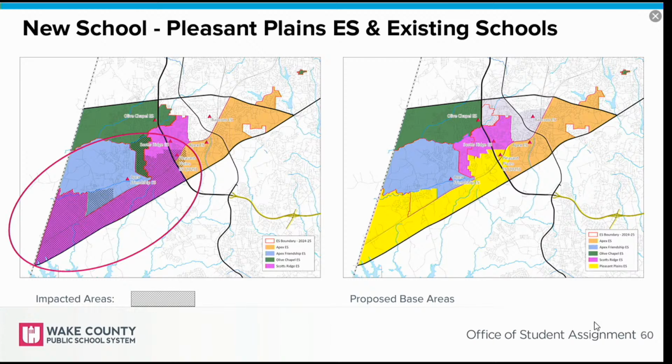We did, of course, look at proximity and student achievement. In this case, specifically on that area that's dark pink, we're really looking at a mixture of new neighborhoods as well as existing neighborhoods, so it's not all existing students being recommended for assignment.